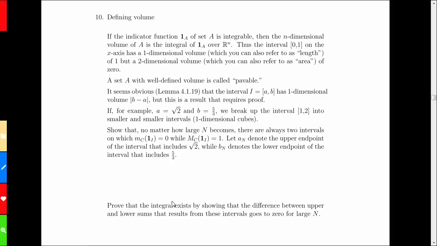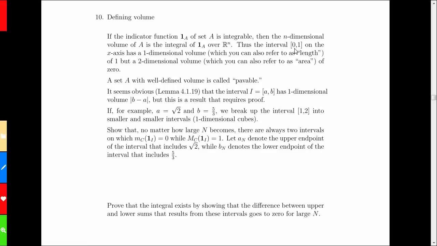The second part of the proof involves proving that the volume, which in the one-dimensional case is just length, of the interval from a to b is equal to b minus a. You might have said, isn't that the definition of length? But no, our definition of length is for a set A, it's the integral of the indicator function of that set that defines the volume.